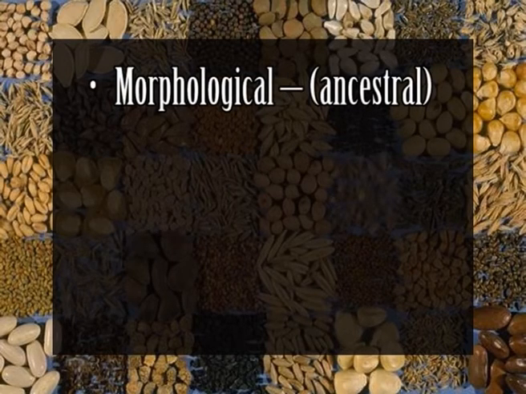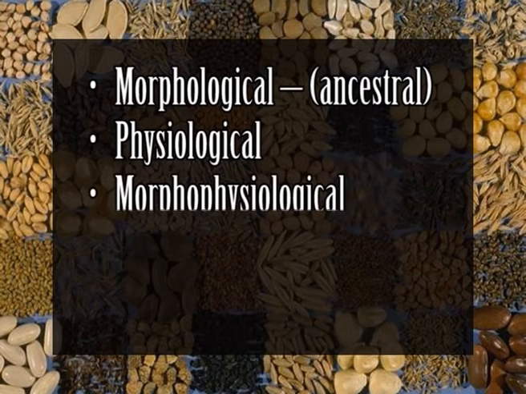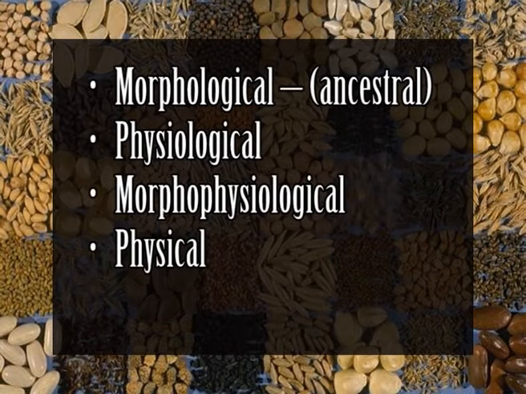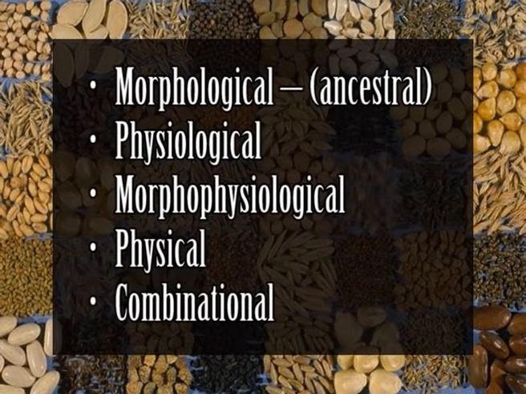ecophysiological classification system which includes five classes for the whole seed dormancy, ranging from the morphological dormancy, which is regarded as the ancestral one, followed by the more advanced physiological dormancy, morphophysiological dormancy, physical dormancy, and also combinational dormancy.